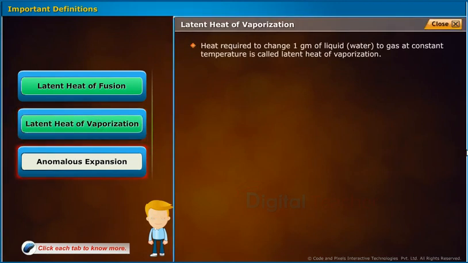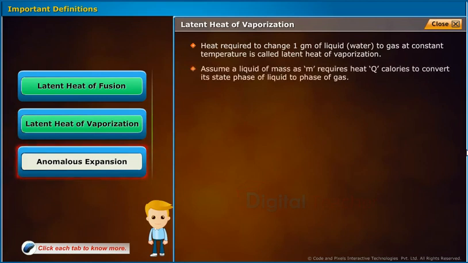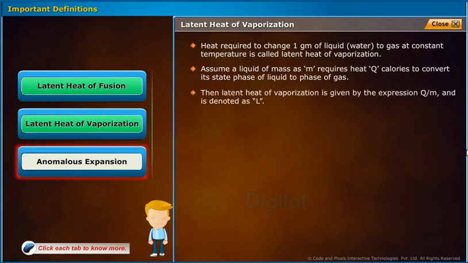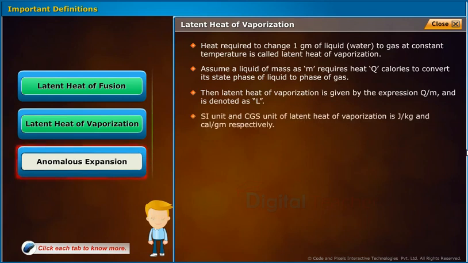Heat required to change 1 gram of liquid, that is water, to gas at constant temperature is called latent heat of vaporization. Assume a liquid of mass m requires heat Q calories to convert its phase from liquid to gas. Then latent heat of vaporization is given by the expression Q by m and is denoted as L. The SI unit and CGS unit of latent heat of vaporization are Joule per kilogram and calorie per gram respectively.